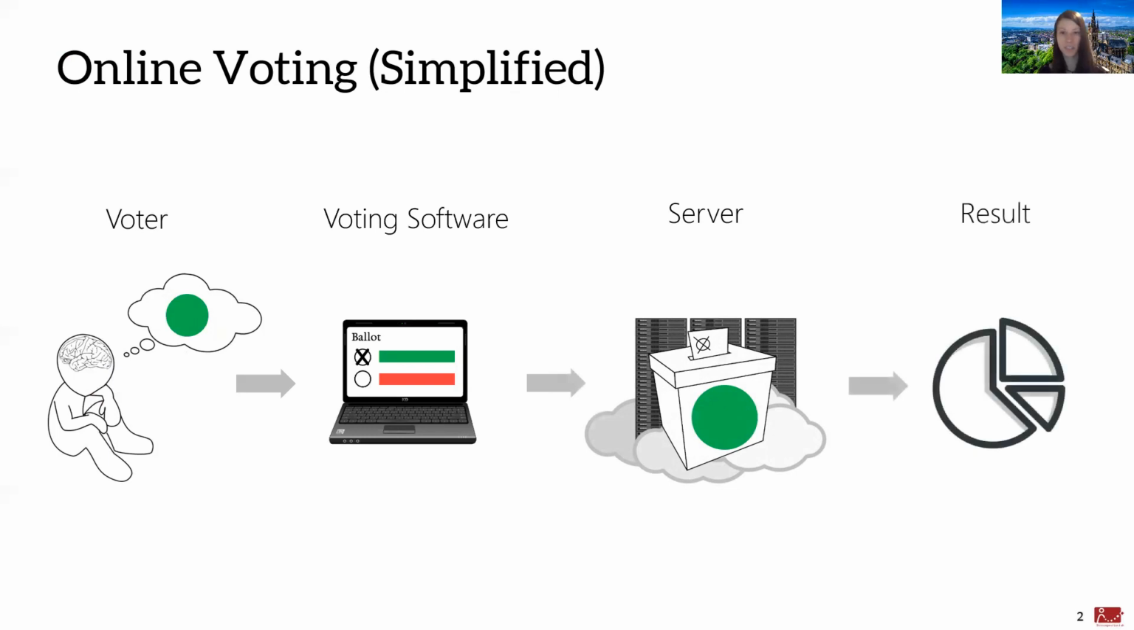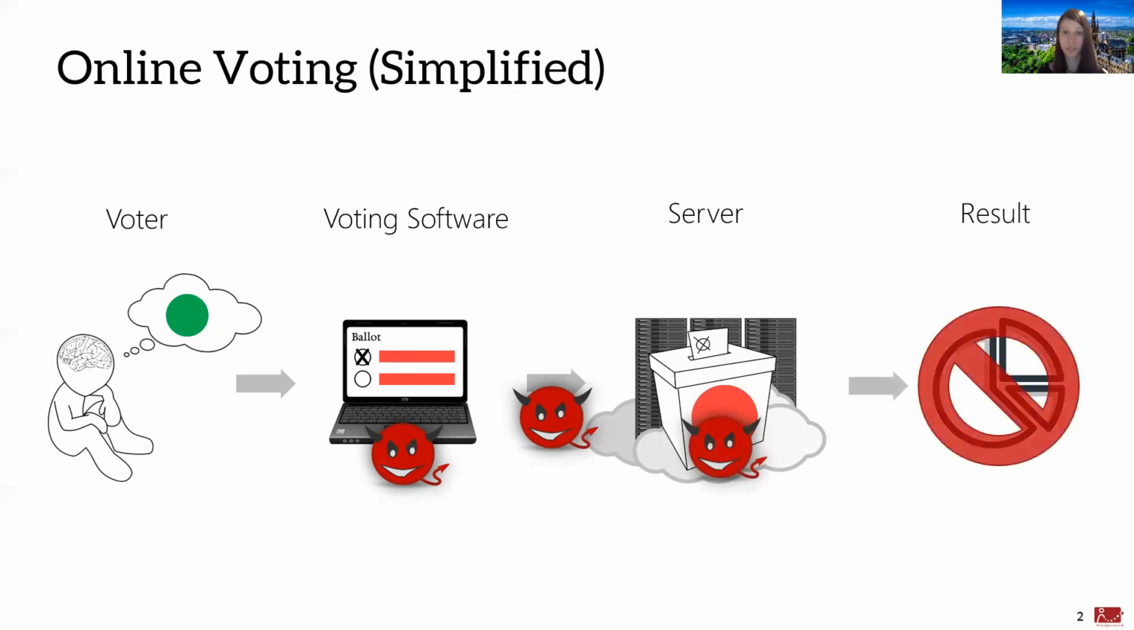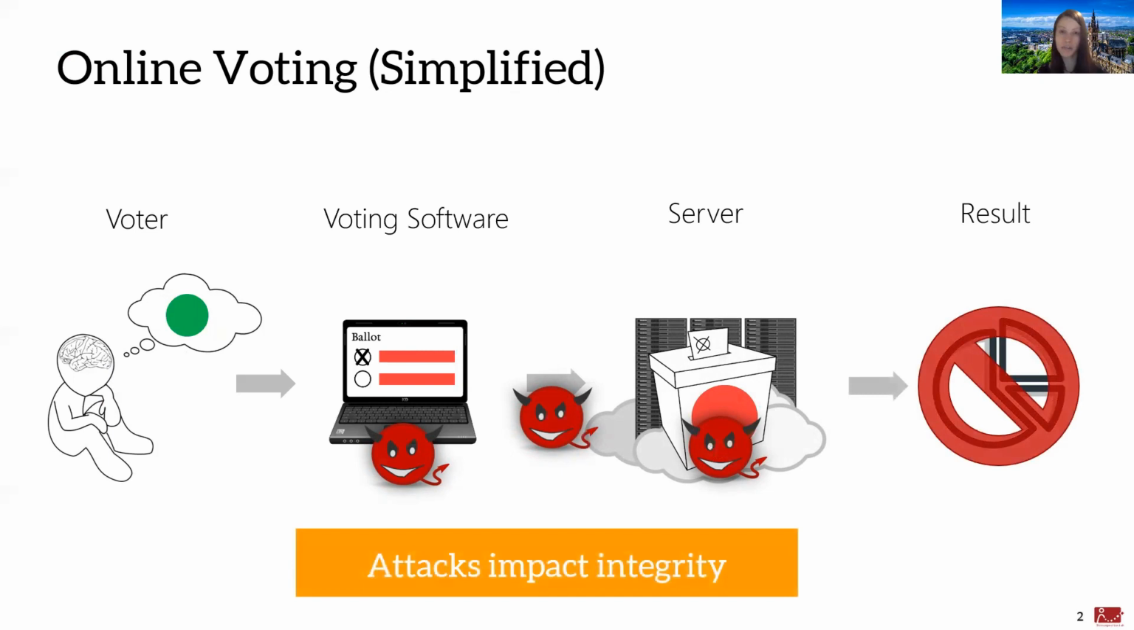result. Unfortunately, there are a few things that might go wrong here. There might be malware on the voter's computer, changing the choice from green to red. There might be some kind of interference during transmission, or the votes on the server might be manipulated, just to give you a few examples. And because of that, the integrity of our election results is in danger.